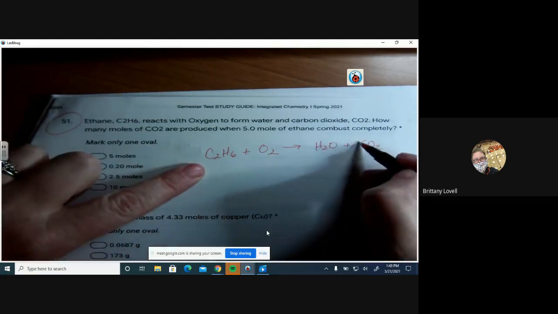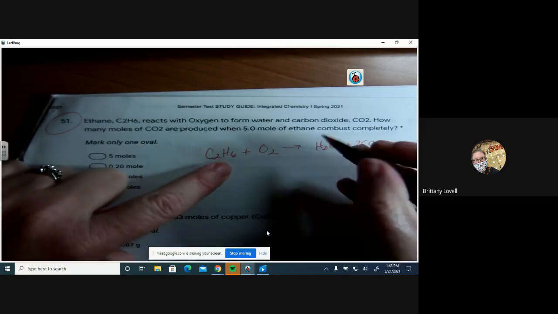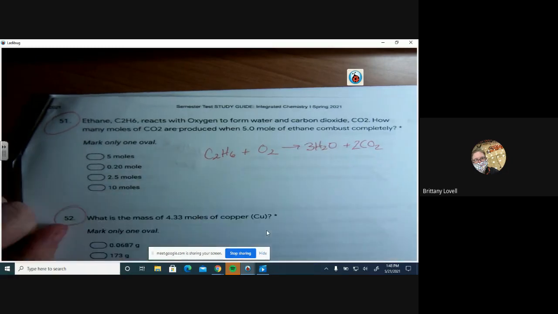Because we always do that, right? I'm going to put a 2 right there, so that takes care of my carbons. I'm going to put a 3 here. That takes care of my hydrogens, 6 and 6.